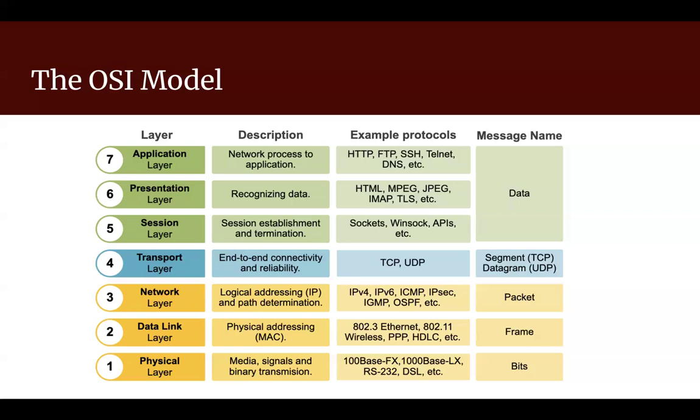The network layer deals with addressing and routing, deciding where data should go and how to get there. This is where IP addresses come into play. Below that, we have the data link layer, which handles how data is packaged into frames and sent over a physical medium. It also manages error detection for things like Ethernet or Wi-Fi connections.